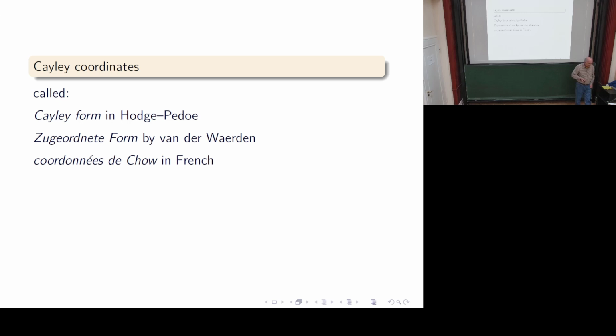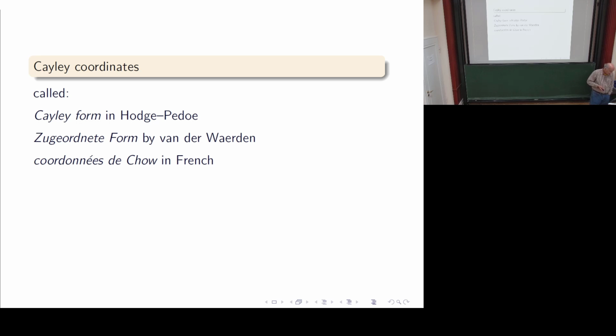Then, as I probably mentioned long ago, this comes back to the works of Cayley. If you look at the old literature, in the Hochfido, this is called the Cayley form, because it was invented by Cayley. Now van der Waerden calls it the Zugeordneter form.